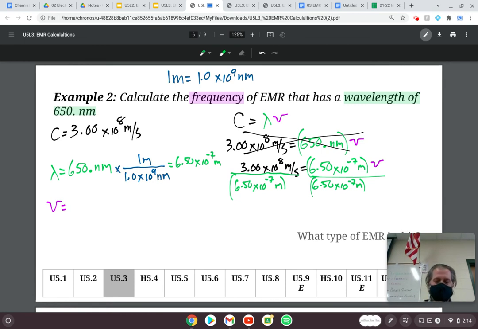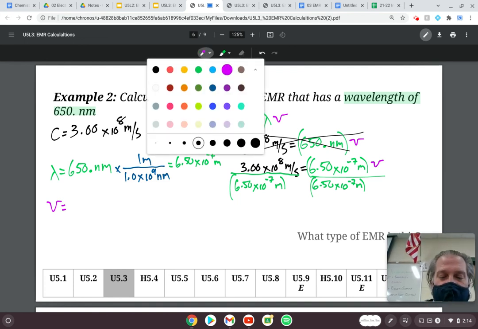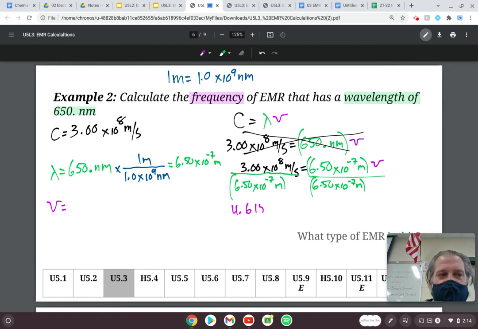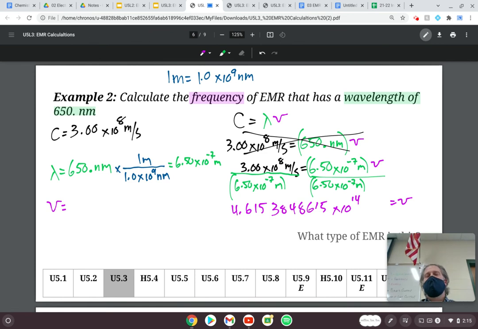And use my calculator: 3 times 10 to the 8 divided by 6.50 times 10 to the negative 7. The calculator gives me a frequency value of 4.61538 times 10 to the 14th. What unit will this be? Per second, right, because seconds is technically on the bottom.